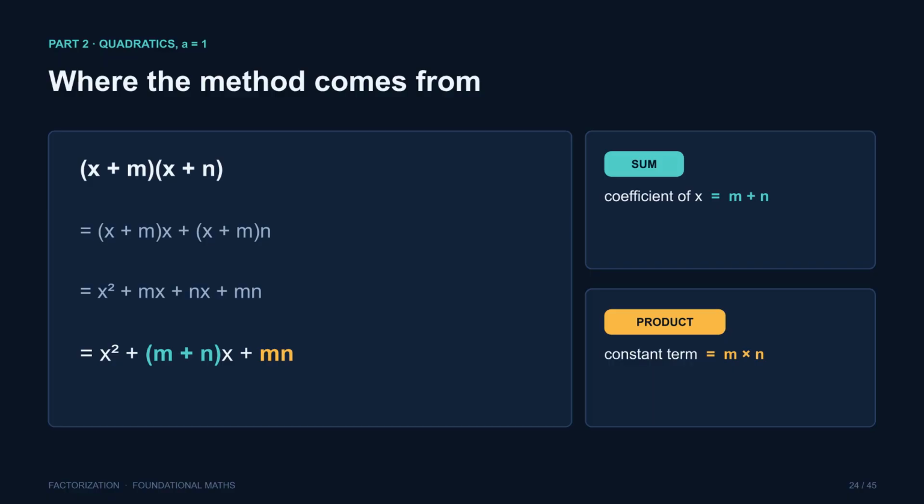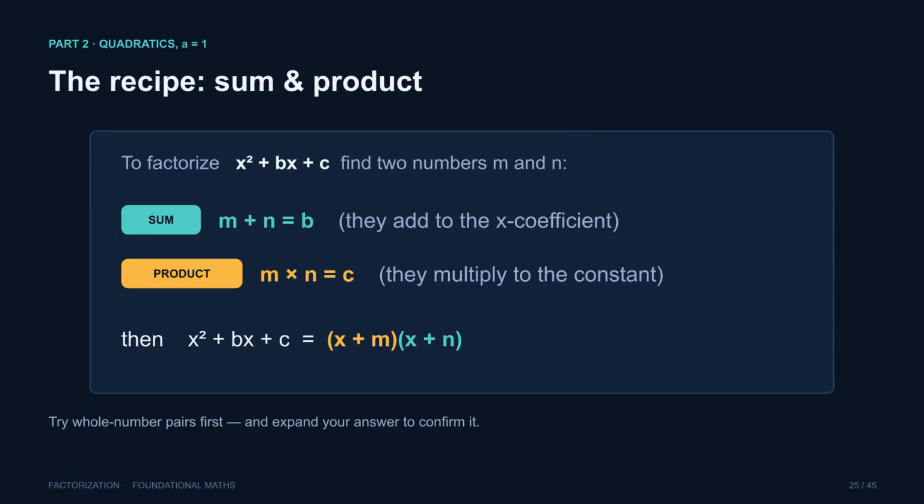That simple pattern powers the entire method. Here is the recipe. Hunt for two numbers whose sum is b and whose product is c. Once found, the factorization writes itself as x plus m times x plus n. Always try whole number pairs first.